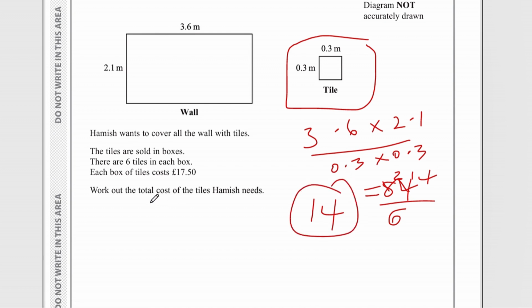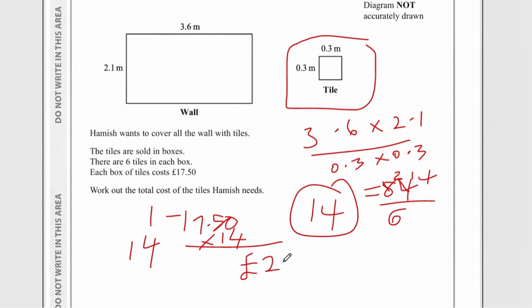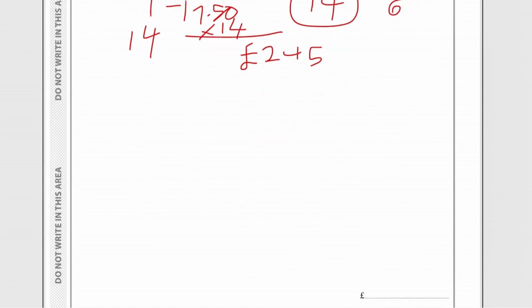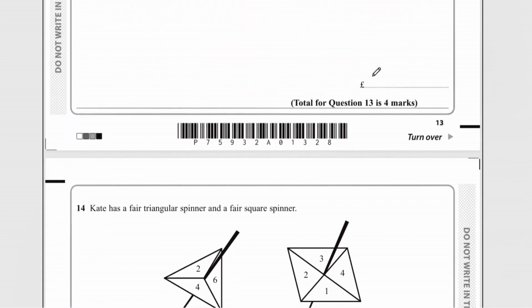The next thing, one box is 17.50. To get the cost for 14 boxes, you multiply 17.5 by 14. And when you do that, you get 245 pounds. Yes, so the answer is 245 pounds. I hope you understand it.